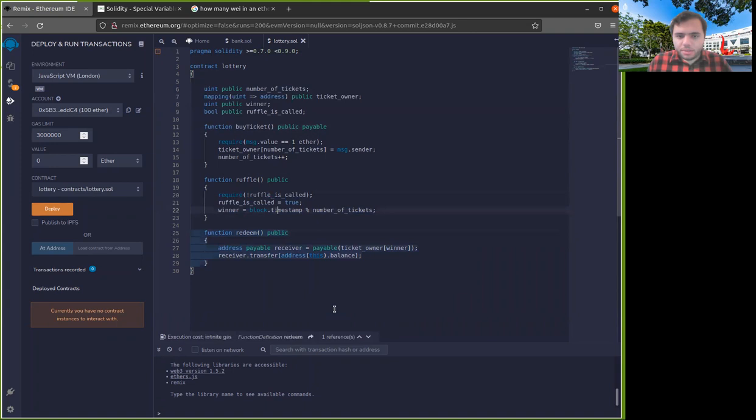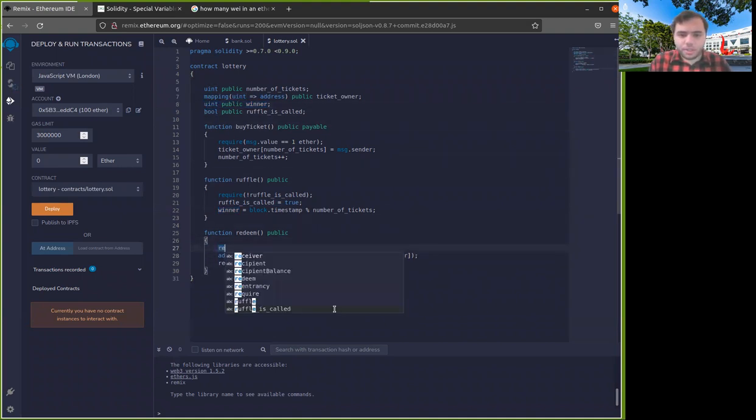But another problem is, what if it's not called at all? So you see, I have this winner thing here. And as we talked about this before, the initial values are always well defined and they're always 0. So if the raffle function is not called, the winner is by definition the owner of ticket number 0. So I don't want that to be the case. So of course, in my redeem function, I also have to have a requirement that the raffle is called.